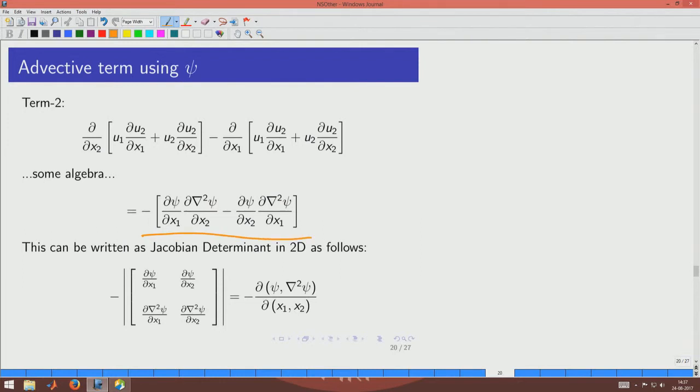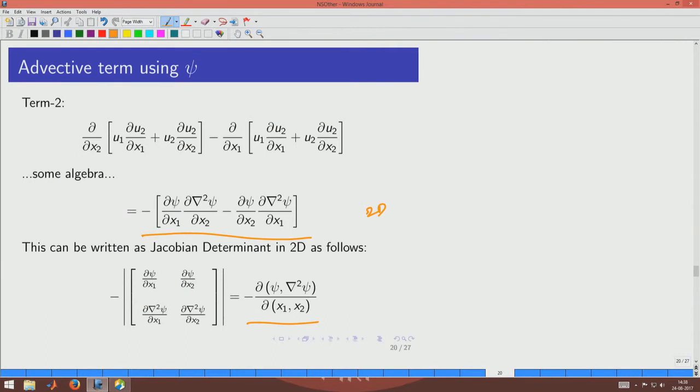Now, if you see this combination, you see that there are some cross terms that are coming in. The differentiation of psi with 1 and here with 2, but then here with 2 and here with 1. So, you could see that maybe this is a 2D version of the Jacobian, and you could write it as the Jacobian itself. Okay. We have already seen this particular notation in an earlier session. So, you could just basically convert the advective term using the stream function as a Jacobian.